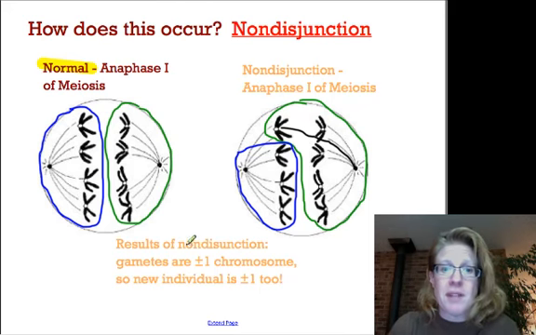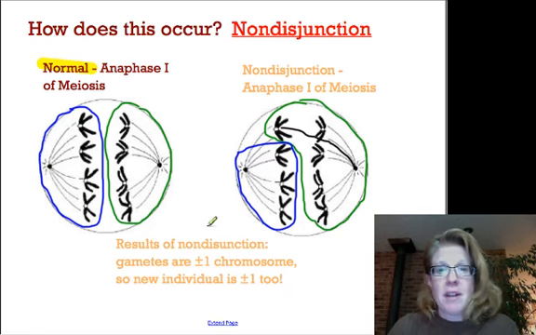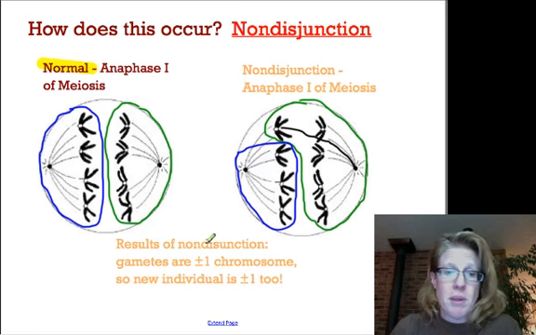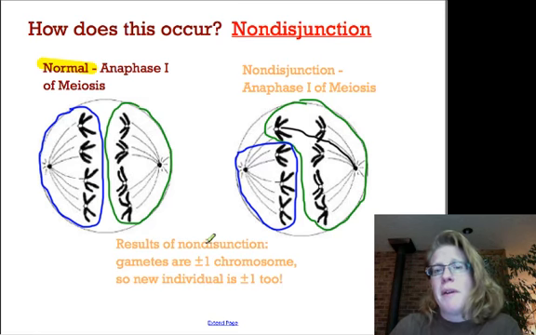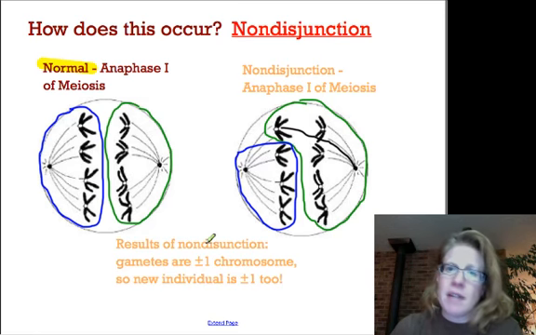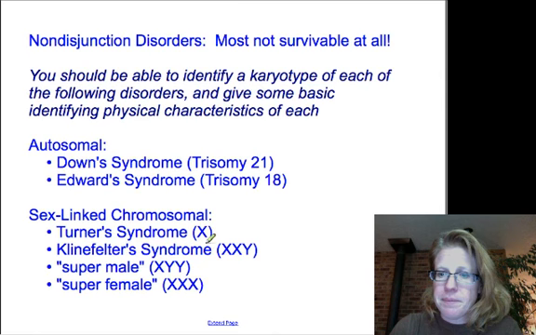So again, the results of this process called nondisjunction: during metaphase and anaphase, the homologous pairs do not separate, and gametes are either plus or minus a chromosome, so then the new individual that would be formed from that gamete would be plus or minus 1, too. If this happened in a non-gamete, like a regular body cell, probably your immune system would take care of that cell and that cell would die. It's really critical when it's an egg or a sperm that has this particular condition.